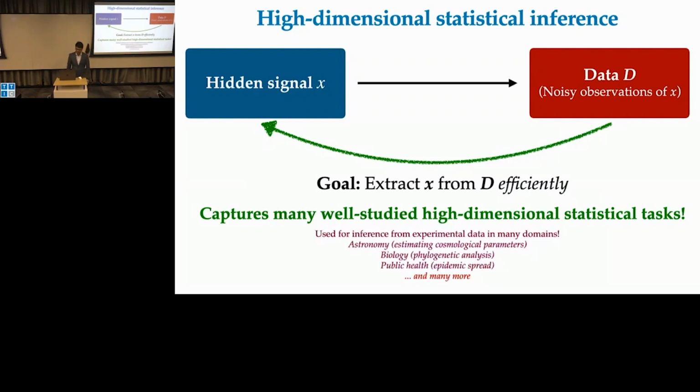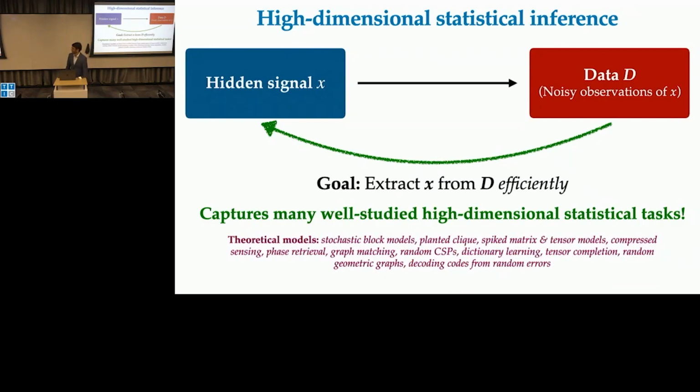And this is a paradigm that captures a lot of well-studied tasks in high-dimensional statistics. For example, just to give you all a few hand-picked examples from the sciences, in astronomy, you have all these telescopes all over the world or in space, which are constantly collecting data. And you want to somehow extract what certain fundamental constants of the universe are from this data. Or maybe you have the genomes of a bunch of animals, and you want to figure out which pairs of animals have closely related common ancestors. Or maybe you see a disease spreading, and you know who came in contact with whom, and you want to figure out some properties of this virus, like how quickly it spreads.